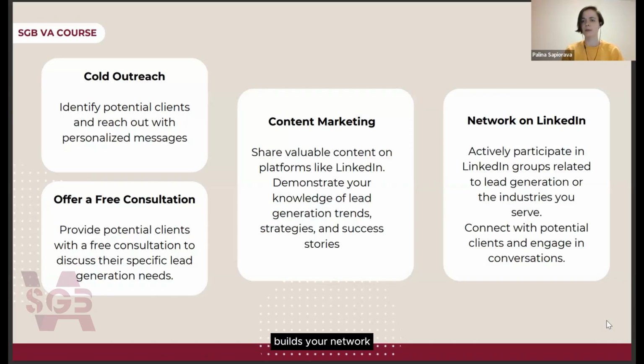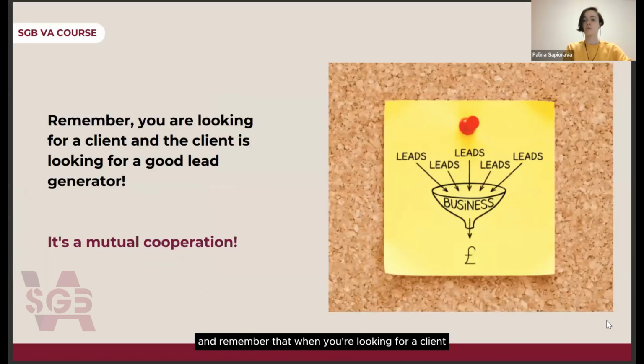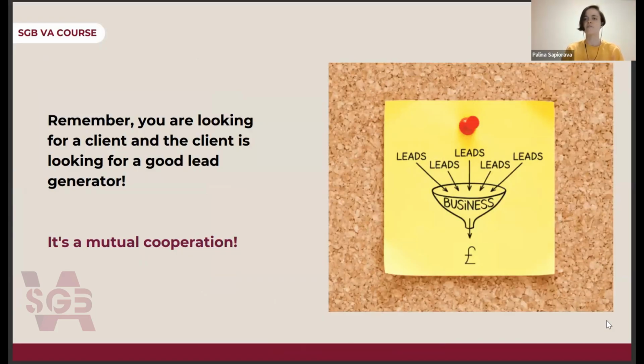And of course, build your network. Participate in different groups related to lead generation or the industry you serve. Connect with potential clients, engage in conversations, leave comments, create a network. And remember that when you're looking for a client, at the same time a client is looking for you as a good lead generator, because lead generators are the core of business. Without new leads, and obviously without people who are busy with finding new leads, there will be no sales and there will be no profit. So businesses are always interested in good lead generators that will bring them new clients. And of course, they are looking for you. So it's always a mutual cooperation.